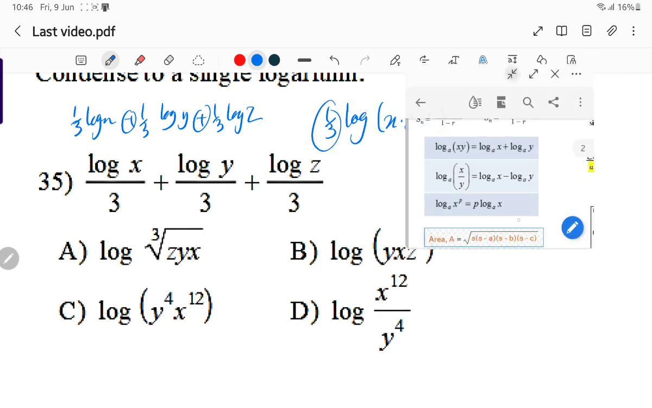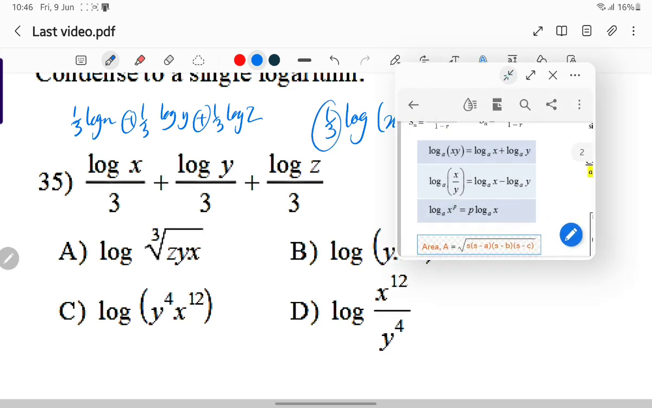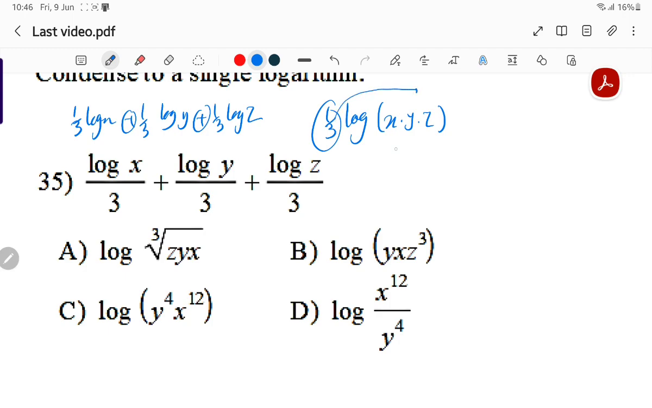We said if we have a power like in the third formula, we put this power here, log xyz, all to the power of 3. But this is not in the answers. But you should know that this is power 1 over 3 as we studied in the first semester. So that's why this is the answer.